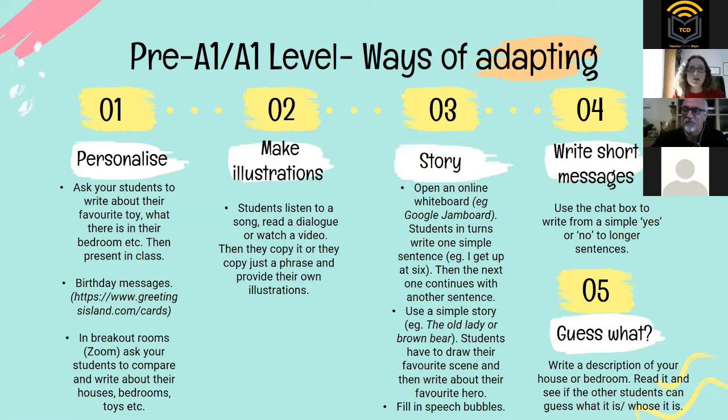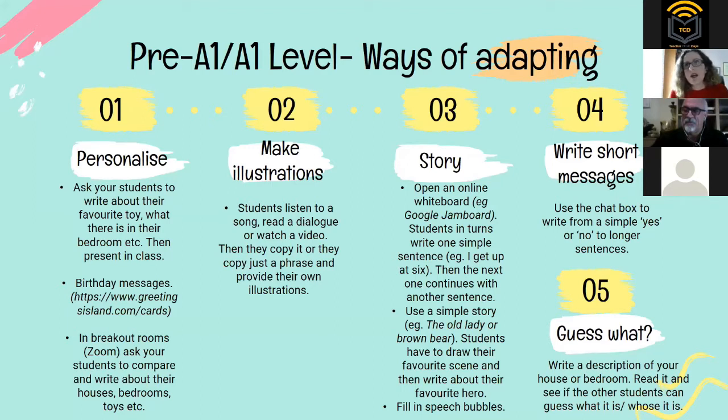Or you can use a simple story like the old grey lady or the brown bear. You can find them online, and the students have to draw perhaps their favorite scene afterwards, and then write about their favorite hero. And of course, fill in speech bubbles. When we're talking about writing at this level, we're not talking about writing full sentences or perhaps larger descriptions. Even a simple yes or no, yes I do, no I don't, is writing. So I strongly recommend you use the chat box in order to write something more than a yes or no.